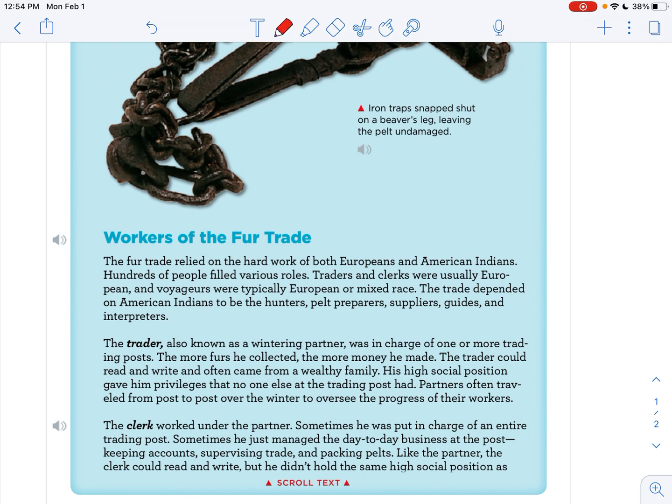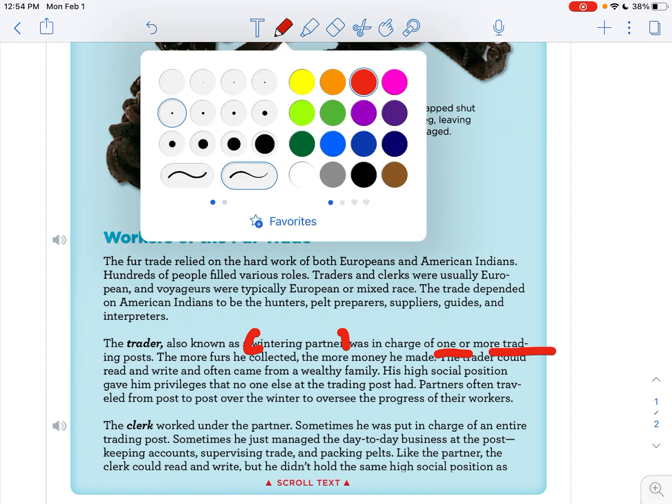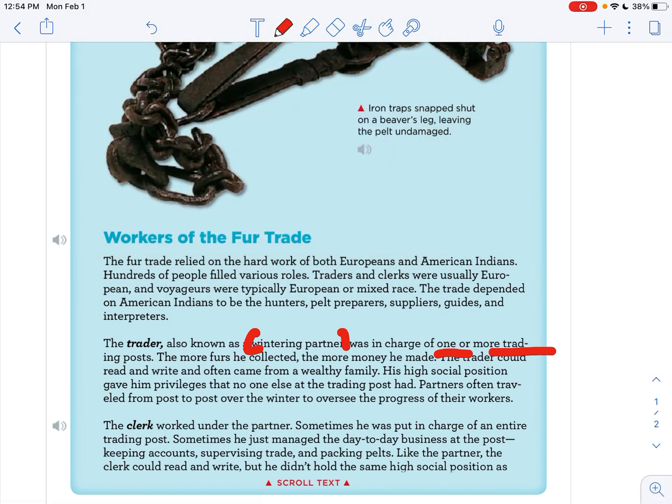So the trader is also known as a wintering partner. He was in charge of one or more trading posts. The more furs he collected, the more money he made. The trader could read and write, and he often came from a wealthy family. Because he came from a wealthy family, he had a lot of social status. He was important. His high social position gave him privileges that no one else at the trading post had.